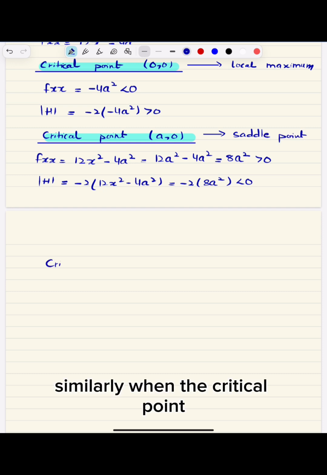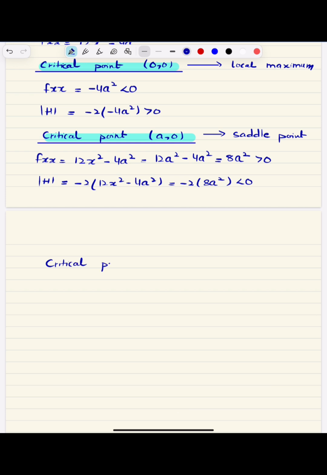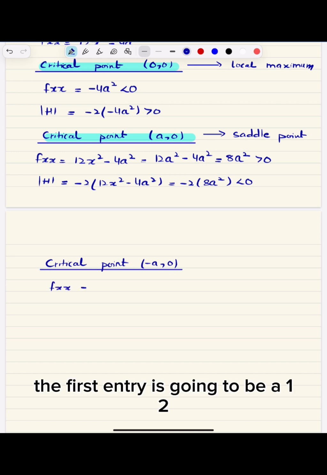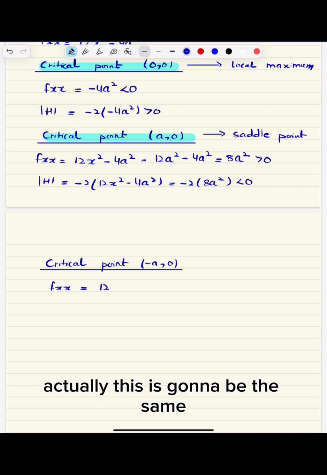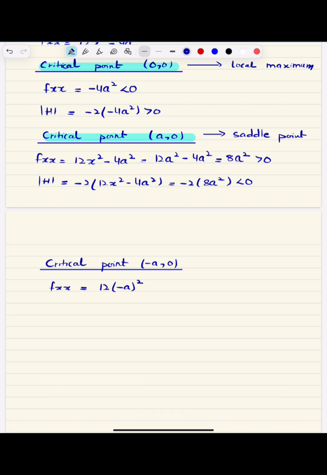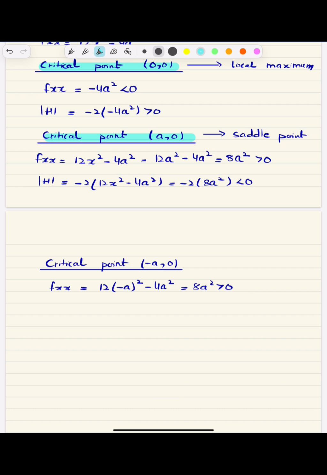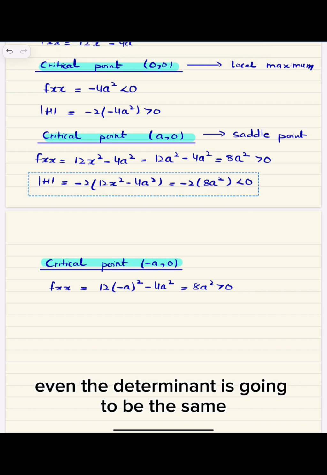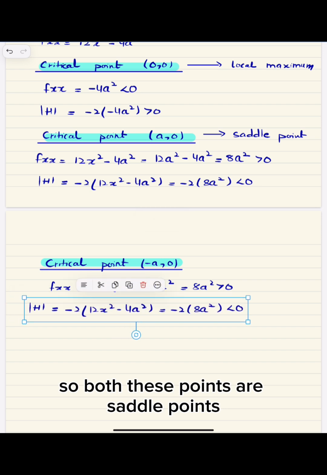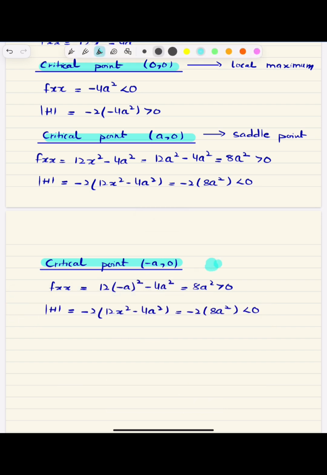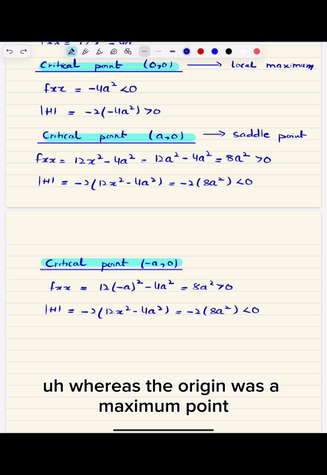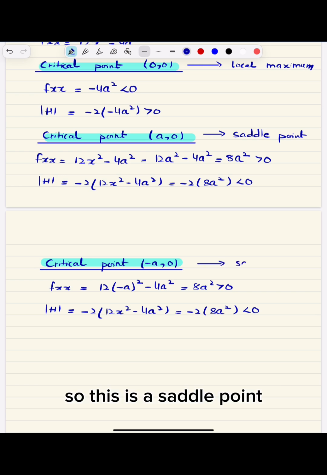Similarly, when the critical point is (-a,0), the first entry is going to be the same, because (-a) squared is just a positive a squared. So this is again 8a squared, and therefore even the determinant is going to be the same. So both these points are saddle points, whereas the origin was a maximum point.